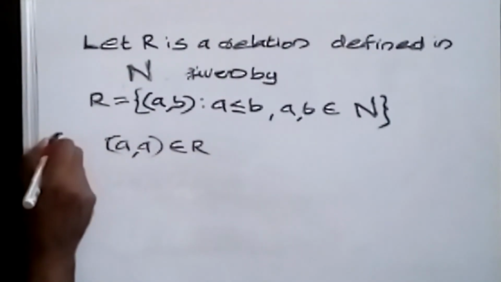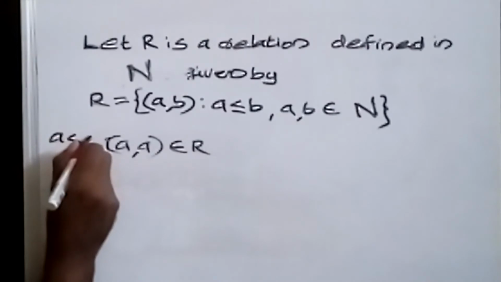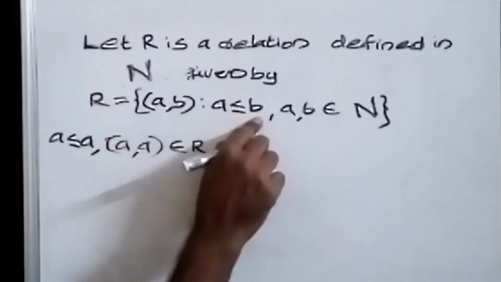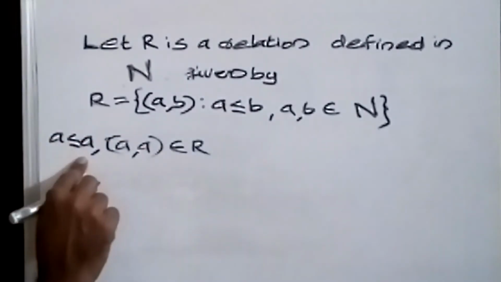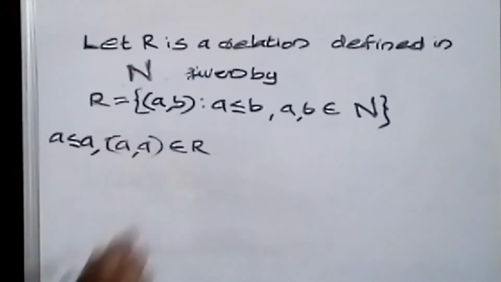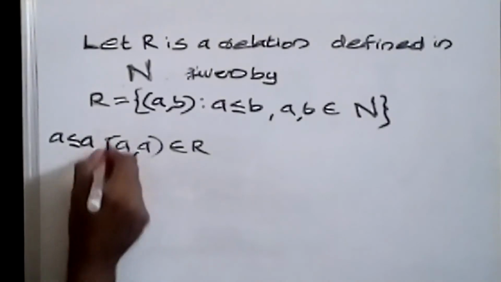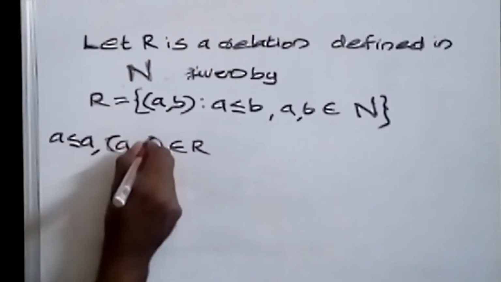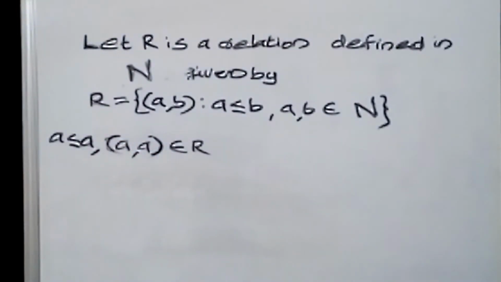Since A is less than or equal to A, we can write the ordered pair (A, A) belongs to R. Therefore, the relation is a reflexive relation.